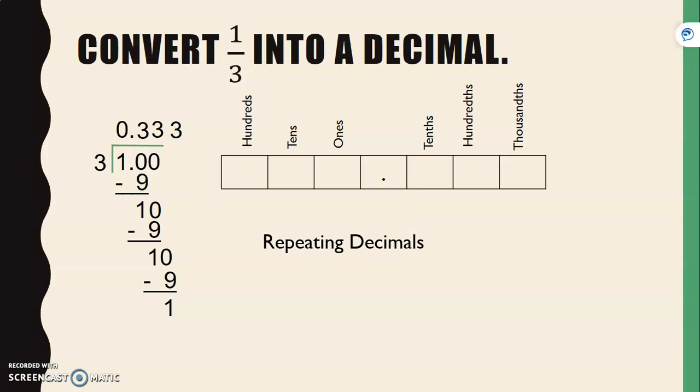And we have a fun little way to write these so we can remember them. In order to let somebody know that that 3 is going to keep repeating, we write a line over it. So this is read as 0 and 3 tenths, but that 3 tenths is repeating, so it's going to keep going and going. And that is how we would write 1/3 as a decimal.